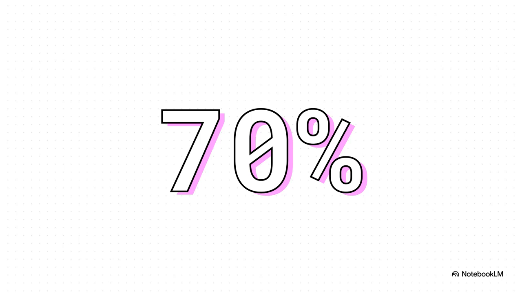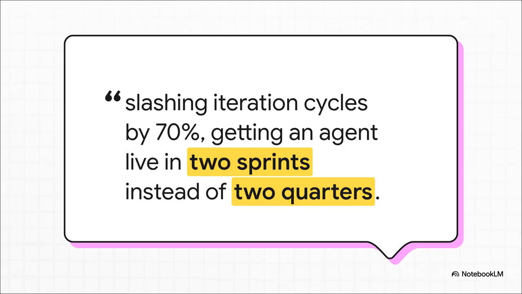And when I say faster, I don't just mean a little bit faster. We are talking about a massive leap in efficiency. Because everything is integrated, developers are reporting they can iterate up to 70% faster. That's huge. And look, that number isn't just some marketing fluff. This is a direct quote from the team at Ramp. They said the visual canvas slashed their iteration cycles by 70%, letting them get an agent live in just 2 sprints instead of 2 quarters. I mean, for any product team out there, that's a total game changer.